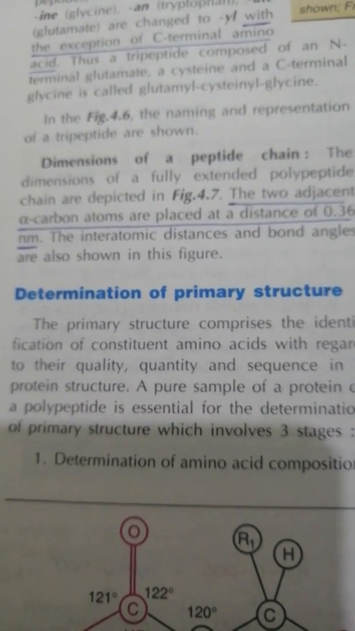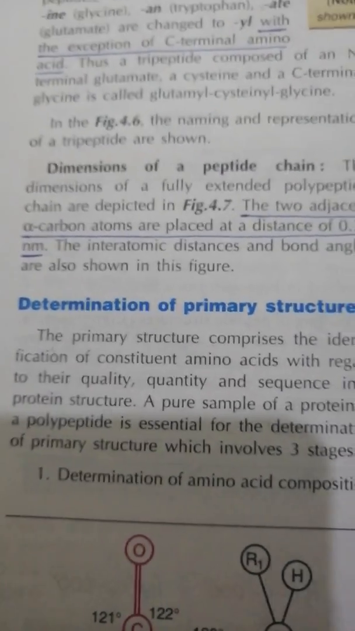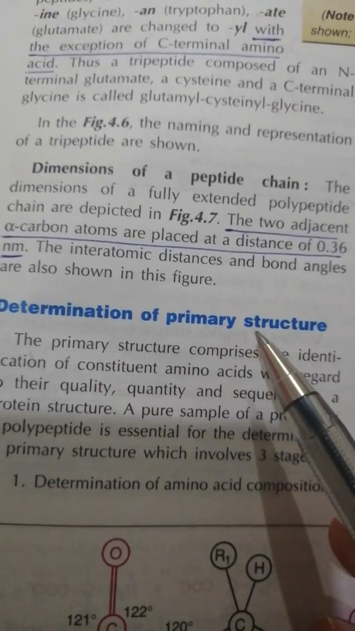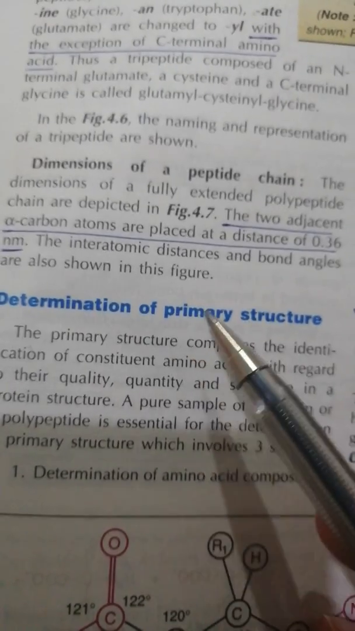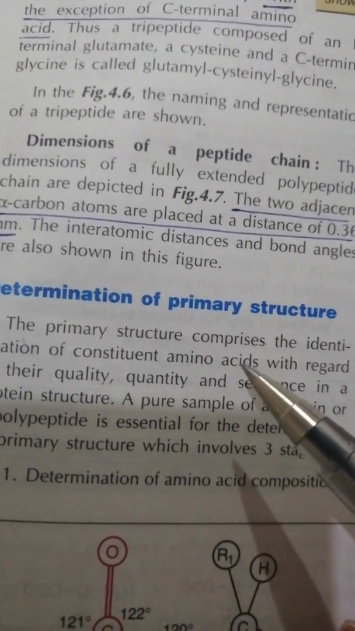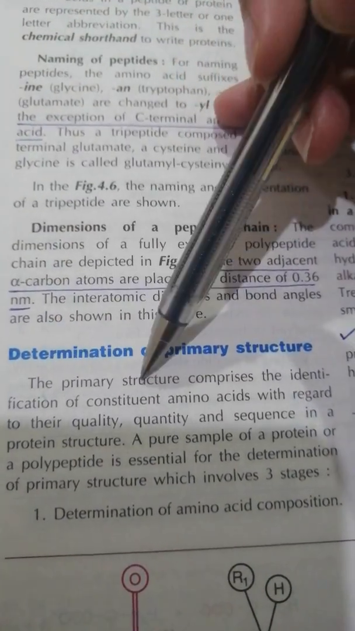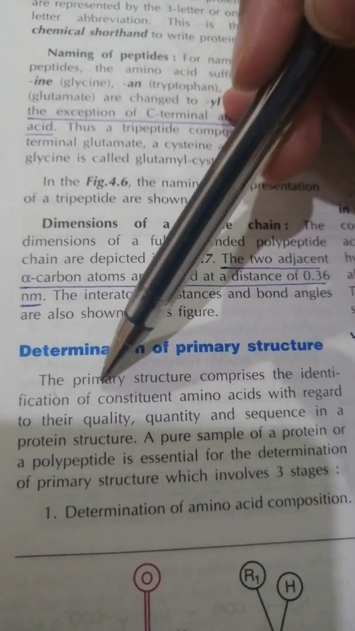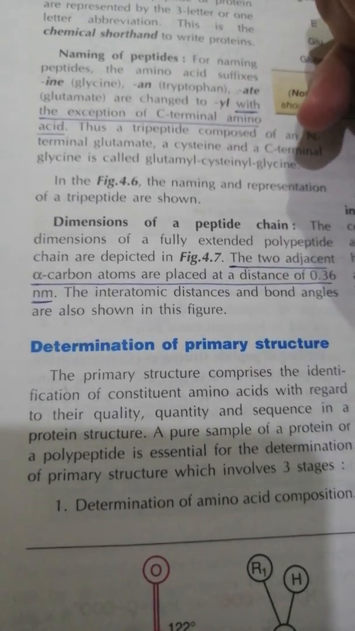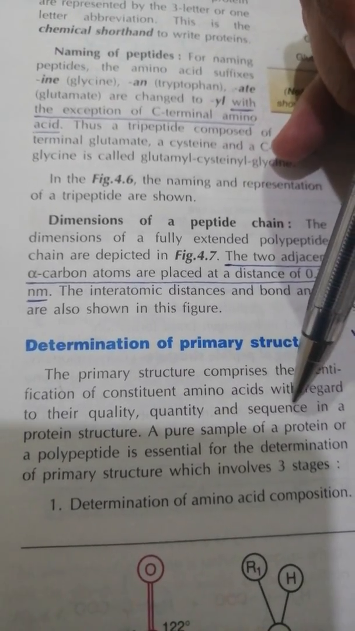Hey guys, in this video we'll be talking about how to determine the primary structure of proteins. The primary structure is basically the sequence of amino acids that make up the polypeptides of a protein. So let's start. The primary structure comprises the identification of constituent amino acids with regard to their quality, their quantity, and their sequence in a protein structure.